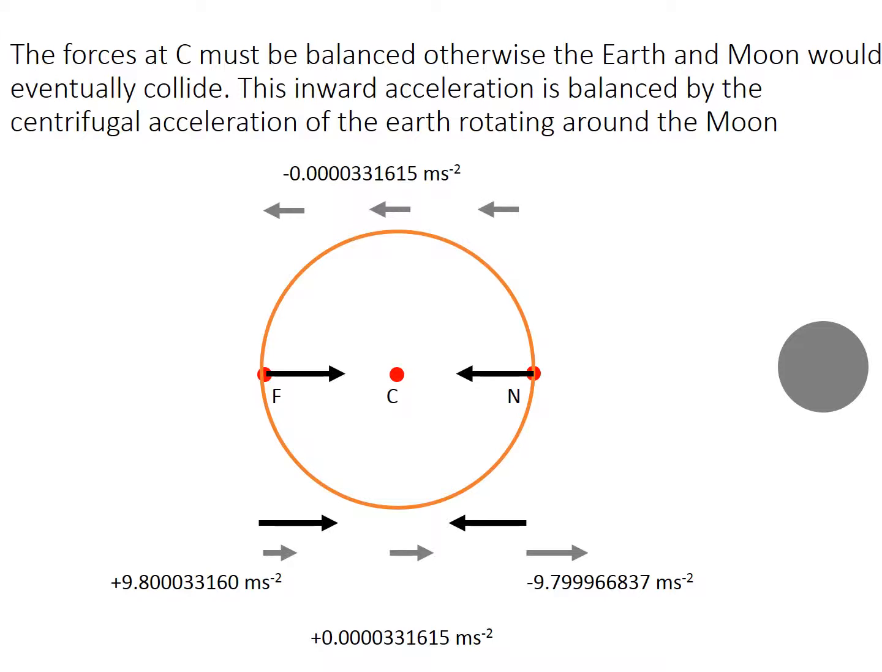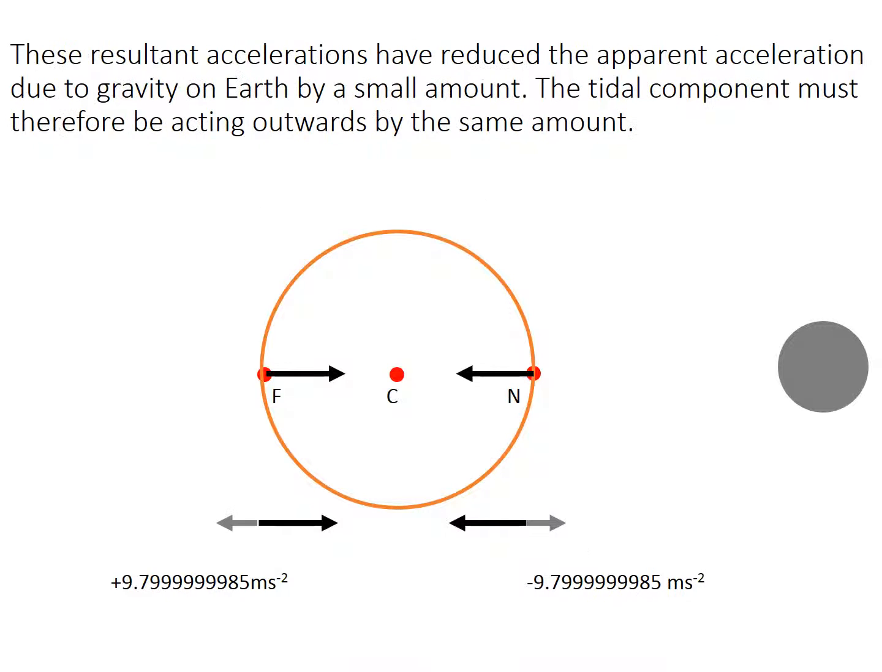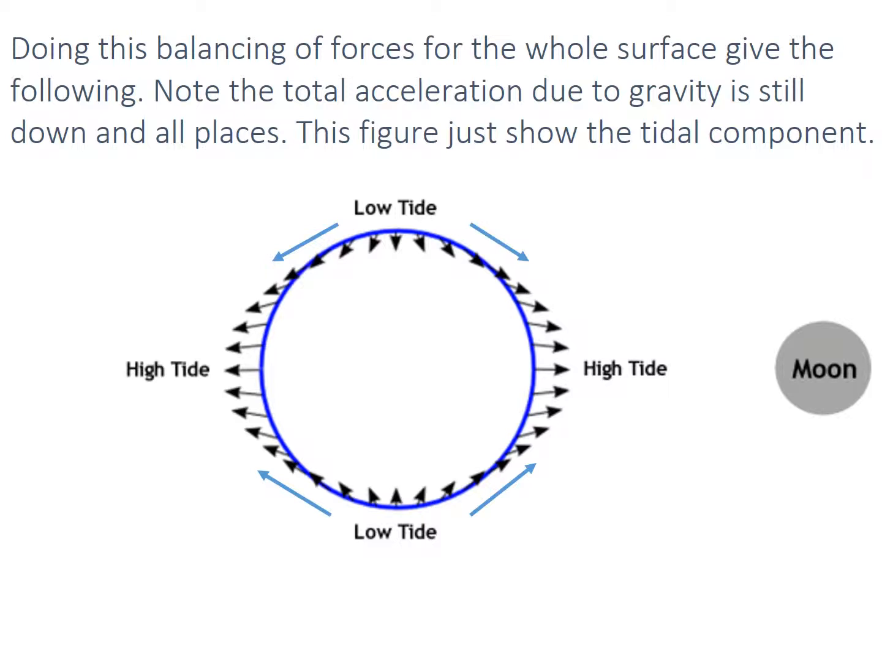So we can take that away from all of those. We take those away for everything. We get slightly less than 9.8 and slightly less than 9.8, pointing to both sides. So we know that that's less than the real gravitational attraction that we're experiencing. So to make this number this small, there must be a small force outwards on that side and a small force outwards on that side. That is basically why we get an acceleration outwards this side and an acceleration outwards that side.